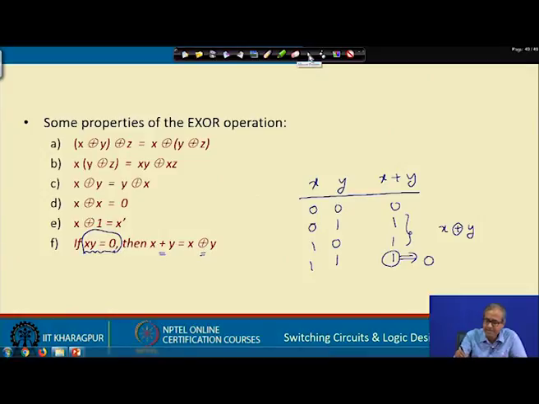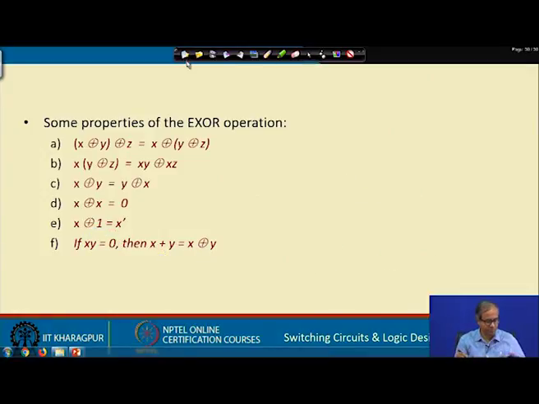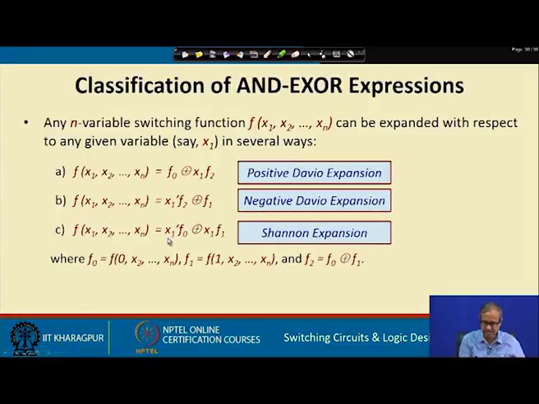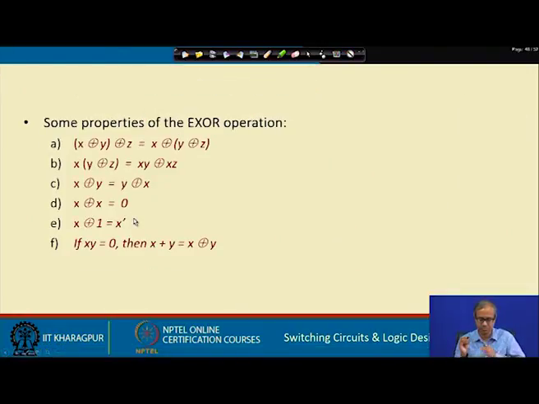In any example, if you look at the previous example, let us go back to the previous slide. This x1 bar f0 XOR x1 f1, you see there is x1 bar and x1 here. If you take AND of these two, it is 0. Therefore, this XOR and OR are equivalent, you can replace XOR with OR, right. This is the basic idea. So, you remember these rules.